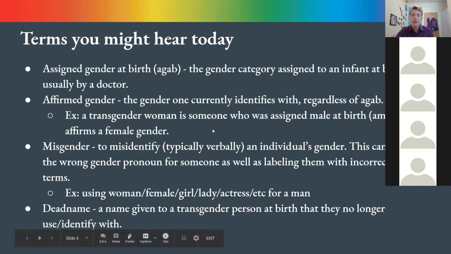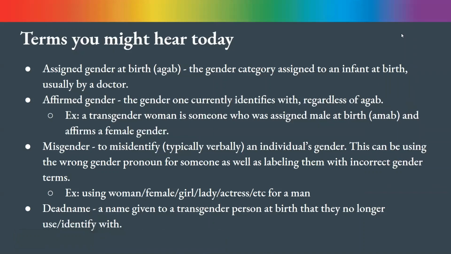So here are some terms that you might hear today. Number 1 is assigned gender at birth, also known as AGAB. The G can be filled in with female, male, or intersex. This is a gender category that was assigned to you as an infant at birth, usually by a doctor.